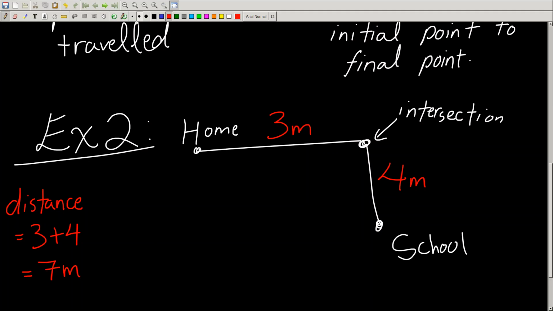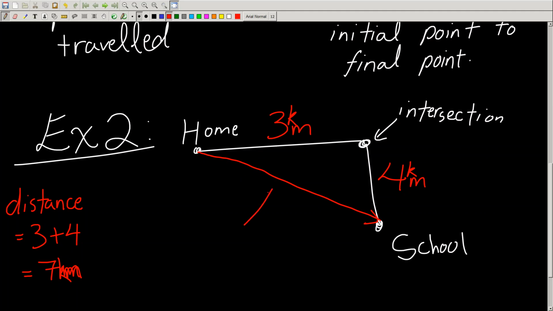By the way, I probably shouldn't say 7 meters because that actually doesn't make any sense. There's no way that I travel only 7 meters. So instead of saying 7 meters, we say 7 kilometers. That's probably way better and more realistic. So I'm traveling 7 kilometers. Now, the displacement is not 7. The displacement is an arrow going from my initial point to my final point.